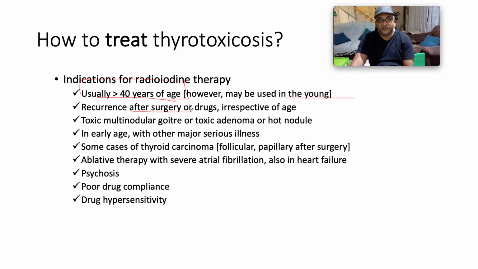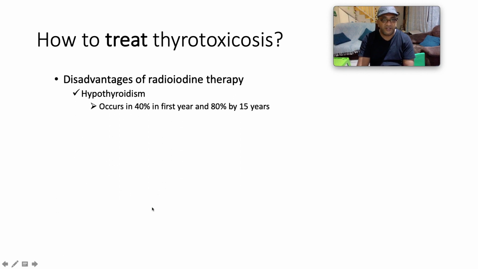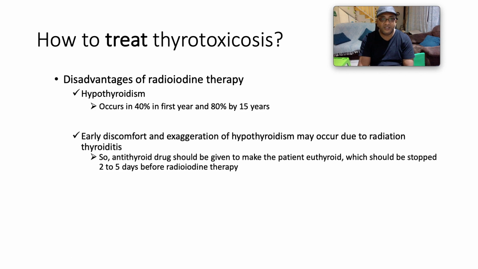Recurrence after surgery or drugs, irrespective of the age of the patient. It can be used in toxic multinodular goiter or toxic adenoma, or so-called hot nodule. In early age with other major serious illnesses, in some cases of thyrocarcinoma, be it follicular or papillary, post-surgery ablative therapy, with severe atrial fibrillation, also in heart failure. It can be used in psychosis, those with poor drug compliance, and those who have drug hypersensitivity. Disadvantages of radioiodine therapy is that it can cause hypothyroidism in about 40% in the first year and up to 80% by 15 years post.